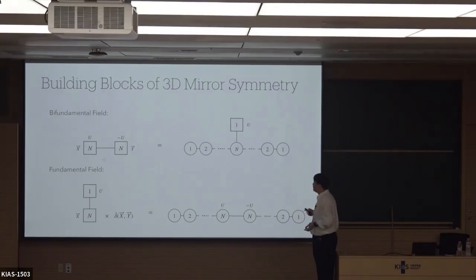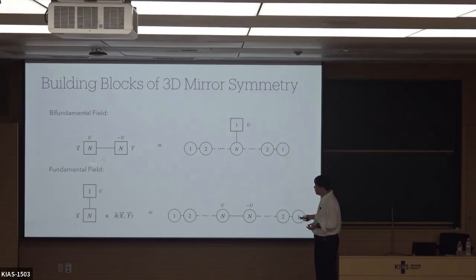Maybe I should explain the notation first. This square node is a global symmetry, a U(N) global symmetry, and this circular node is a gauge symmetry. The edge connecting those two nodes corresponds to a hypermultiplet in the bifundamental representation. This U denotes the FI parameter associated with this U(N) global symmetry, and X and Y are the mass parameters or symmetry fugacities associated with the U(N) global symmetry. And I claim that this is dual to this theory.